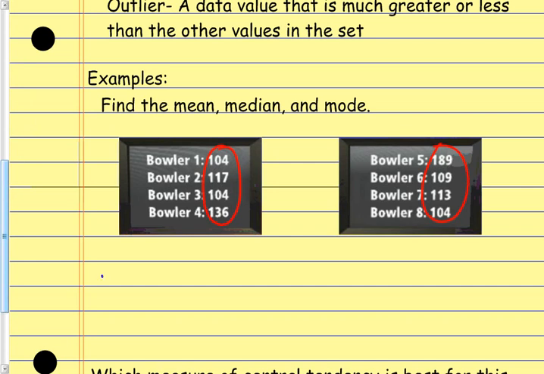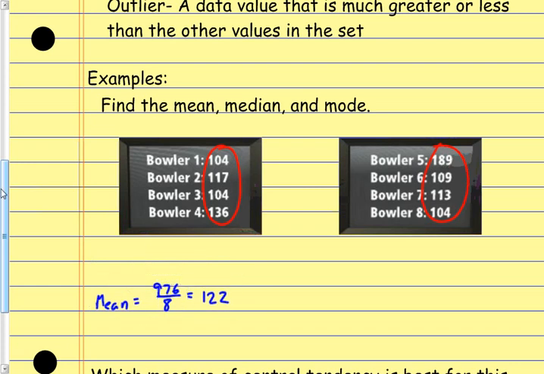Let me write the mean down. When I add all these together, it gives me 976. And I have to divide that by how many bowlers I have, which is 8. When I do that, it gives me 122. So that's my mean. My mean is the average. I add them all together and divide by how many I have.